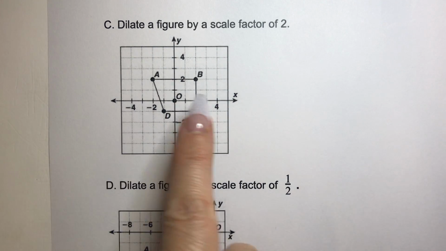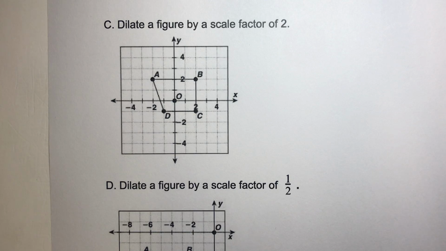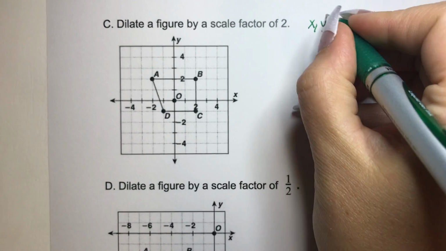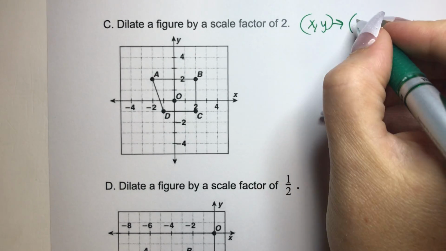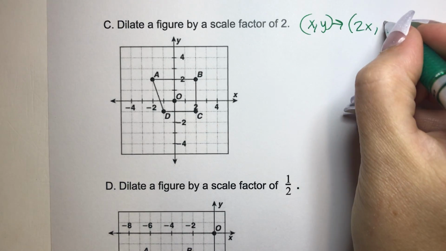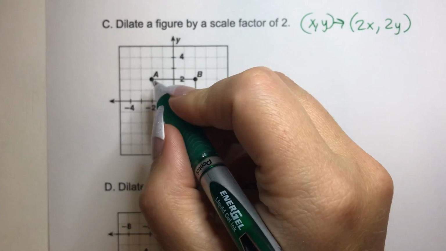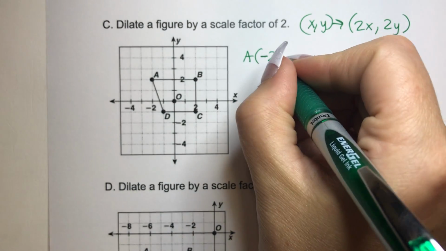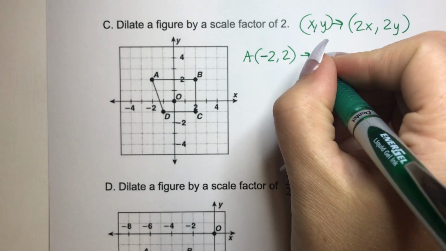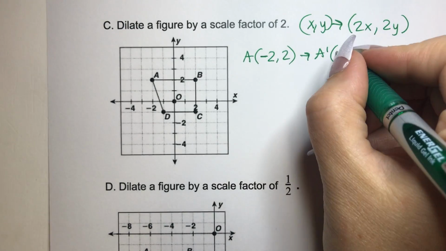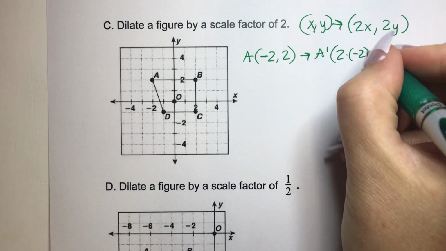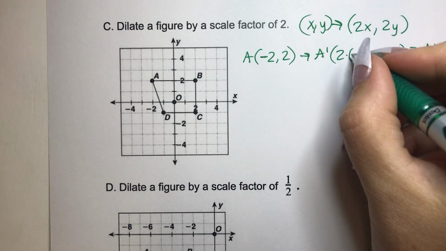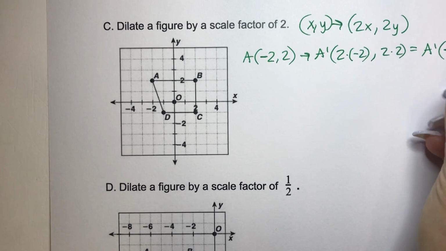Okay, let's see how you did C. We have a lovely trapezoid, and we're going to dilate it by a scale factor of 2. That means we're going to start by each point, and then each of these is going to get dilated by a scale factor of 2, the x-coordinate and the y-coordinate. So let's start with A. A is negative 2, 2. And to get to A prime, we're going to take each one of these coordinates and multiply them by 2. And we end up with negative 4, 4.